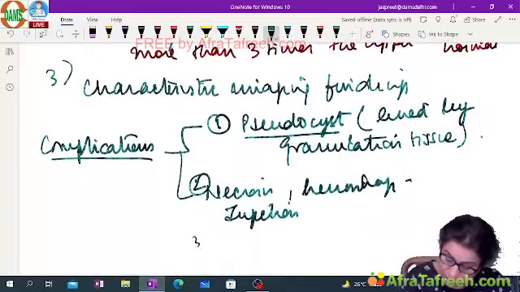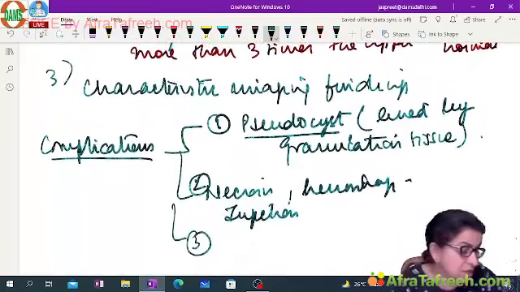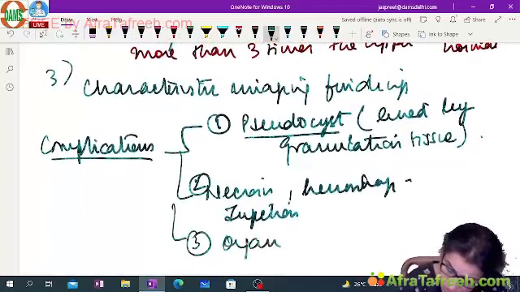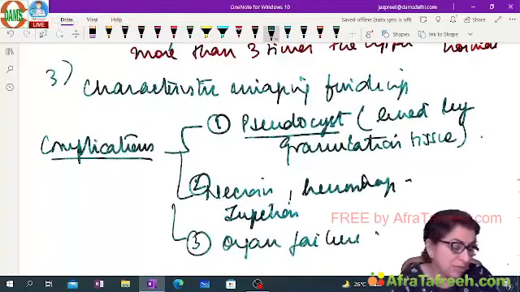They can also have serious complications like organ failure. Multi-organ failure can also happen.